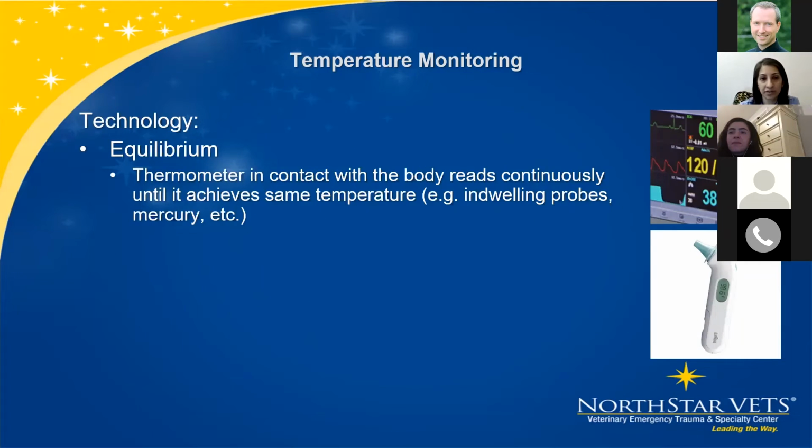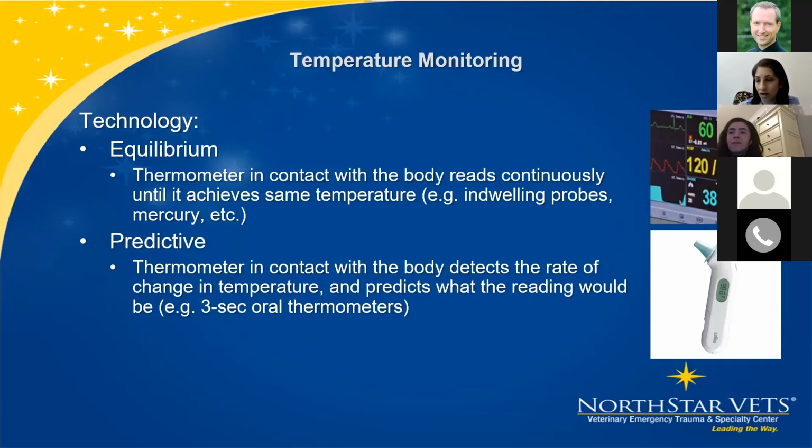The first is an equilibrium thermometer, and this is the most basic. So this thermometer is in contact with the body and it reads continuously. So it tries to equilibrate with whatever space it's touching. And it takes probably the most time to actually generate a reading. So these are our indwelling probes. These are mercury thermometers, things that take a long time to give you a measurement.